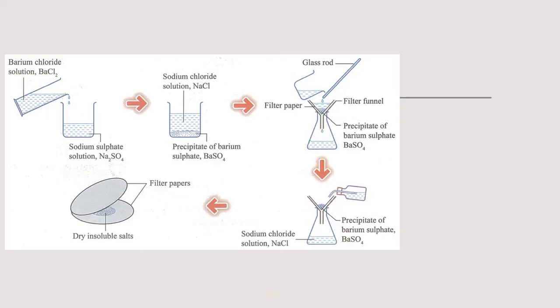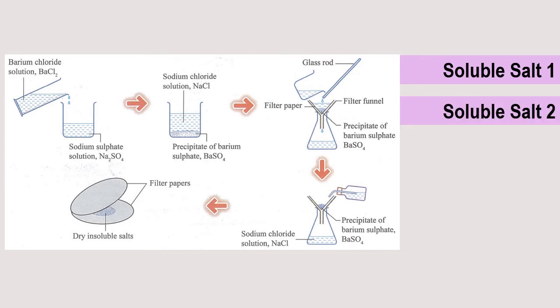Okay, let's refer to this diagram. So, preparation of insoluble salt ni agak senang sebab dia tak perlukan pemanasan. Okay, just mix the solution together. Okay, so di sini kita perlukan soluble salt yang pertama, which is barium chloride, diguna kat sini. Okay, measure and pour into a beaker. Okay, and then measure and pour the soluble salt number 2, which is sodium sulfate, and pour into the same beaker. And then jangan lupa filter.